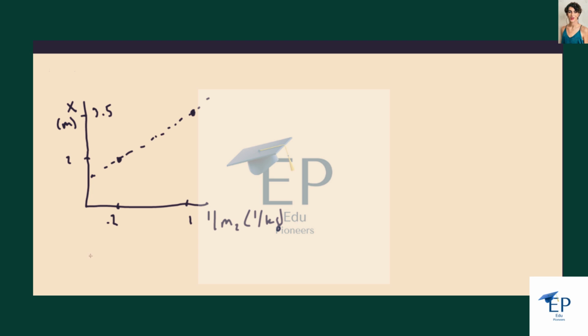And from that, you will find that m, the mass of the bar, is 1.59 kilograms. This is part C.